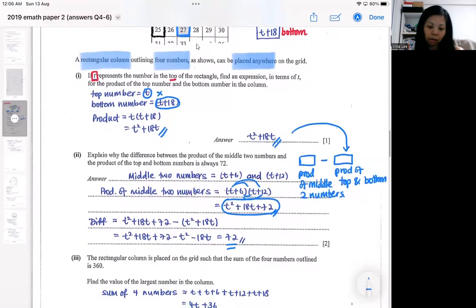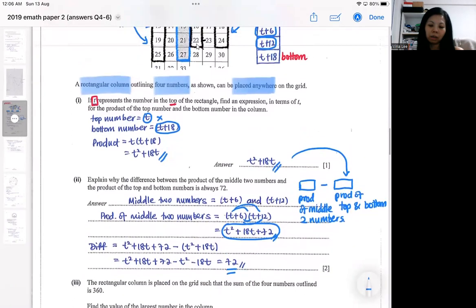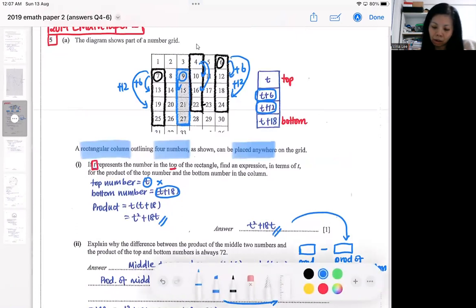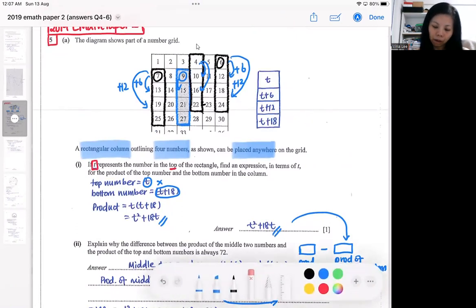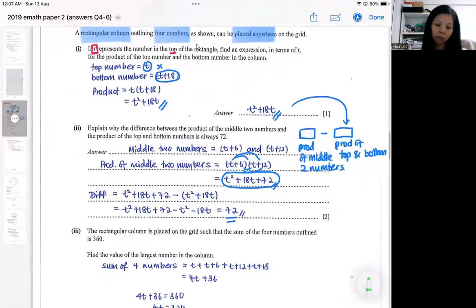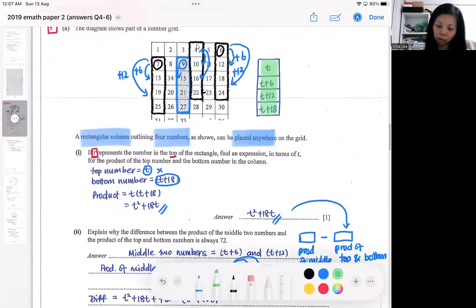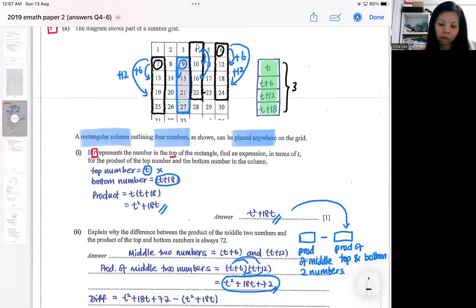Okay, and then the next one, by the time you hit part 3, if you can see also there's a pattern in the vertical column. So the pattern in any rectangular column is like this. Then the third part is actually very easy. They said that the sum is 360. That means you just have to use your normal algebra. You add up everything to get 360.